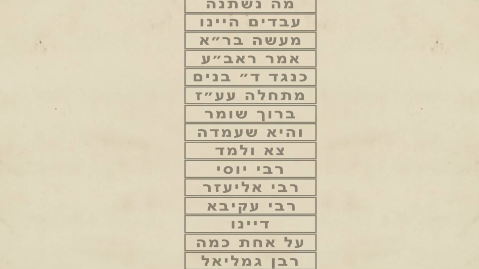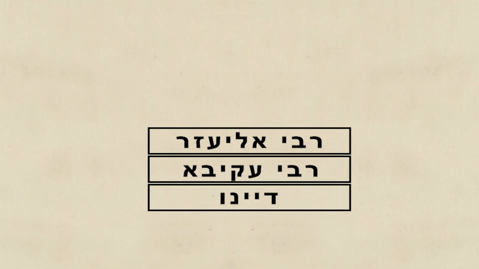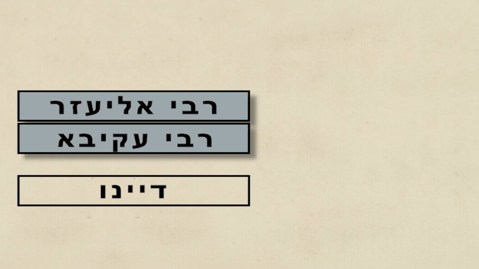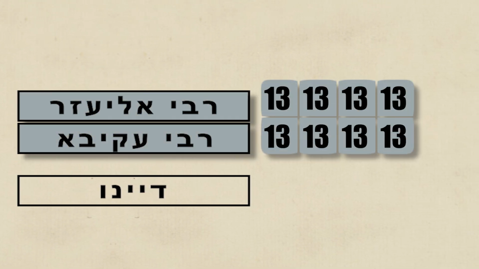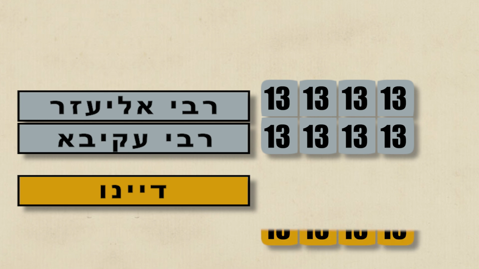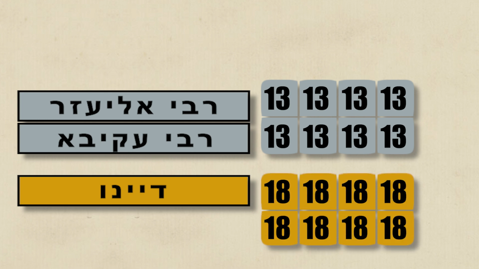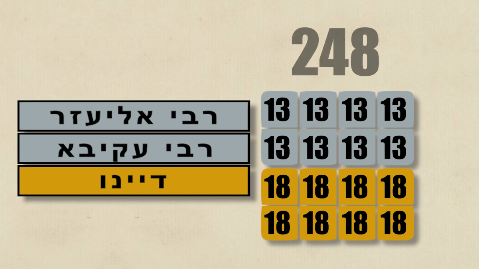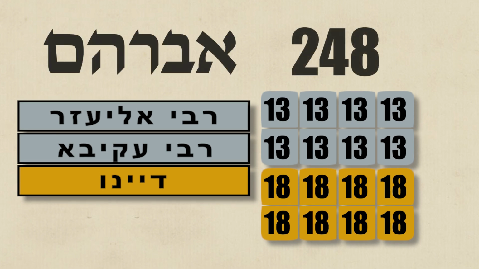He did this by juxtaposing the sections of Rabbi Eliezer and Rabbi Akiva, which together contain 104 words, or 8 times 13, with the song Dayenu, which has 144 words, or 8 times 18, thus pointing out that 8 times 13 plus 8 times 18 equals 248, the numeric value of Avraham.